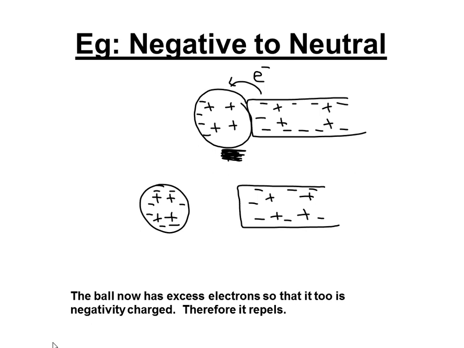Question, Danton? You would then conduct them to the ground, and then the whole process would stop. You would interrupt it and conduct it to ground, and they'd both become neutral. You would have sucked the extra electrons off of everything. Okay? Let's do the math, though.